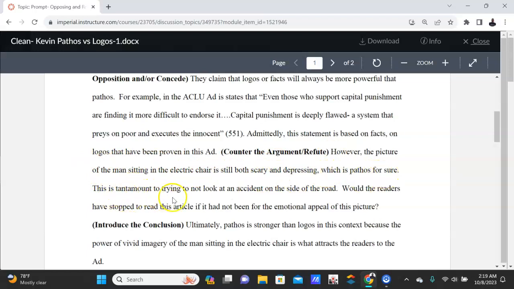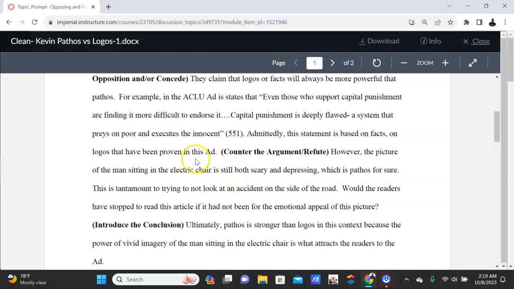This is tantamount to trying not to look at an accident on the side of the road. Would readers have stopped to read the article if it had not been for the emotional appeal of this picture? So in my first paragraph, I wrote that pathos was the main appeal.